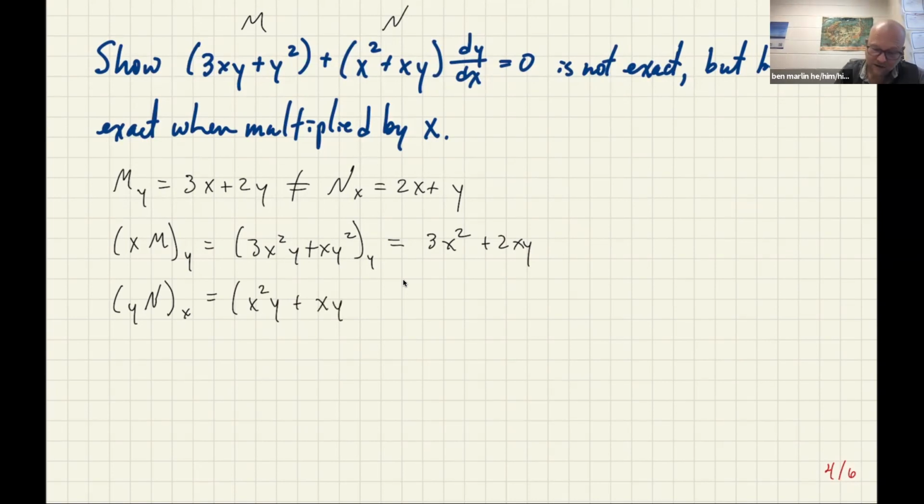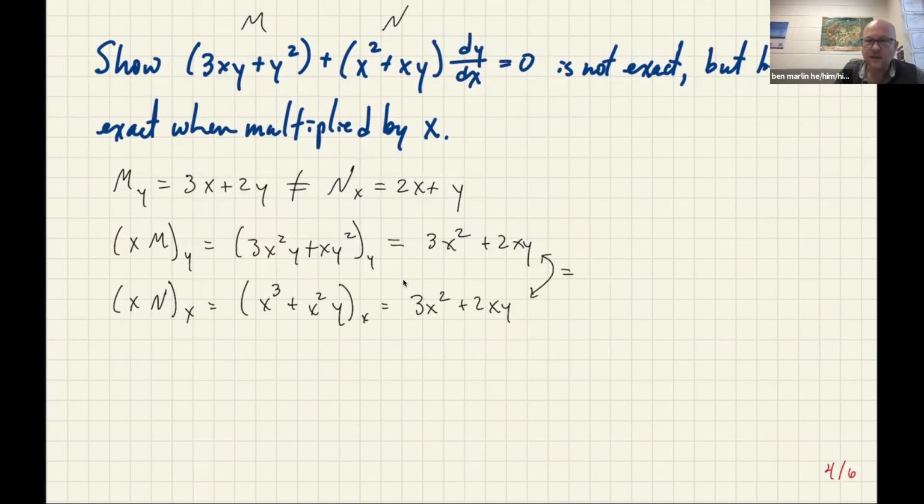I'm sorry, folks. Back up. I wrote the whole thing wrong. It is supposed to be x being multiplied by the N. And then we'll do it with respect to x. So that is x cubed plus x squared y with respect to x. We get 3x squared plus 2xy. And so those two things were equal.